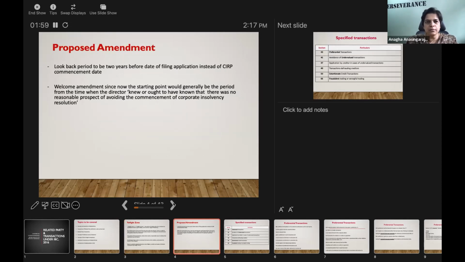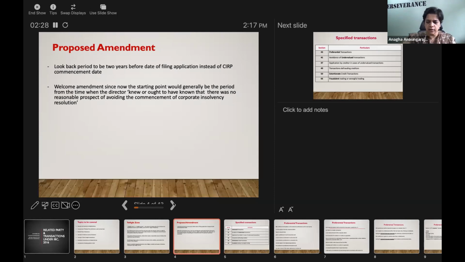Sometimes it may be that the application got admitted after 2 years. So it was filed say in 18 and got admitted in 2020. So that entire 2-year period, we may categorize as a twilight zone, because this is when the corporate debtor or the directors knew that this company is now on the verge of insolvency. There is no reasonable prospect of avoiding that insolvency. But now they need to be even more careful in handling the affairs of the company.